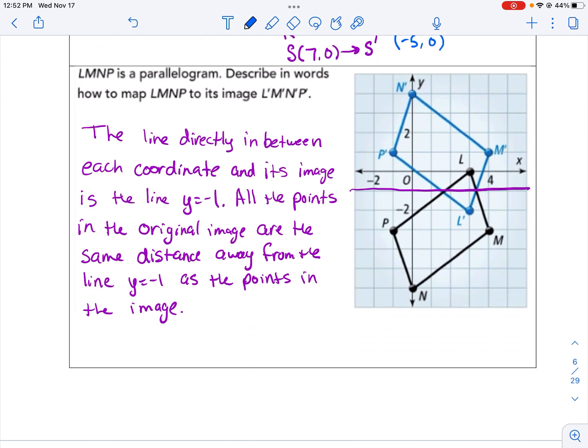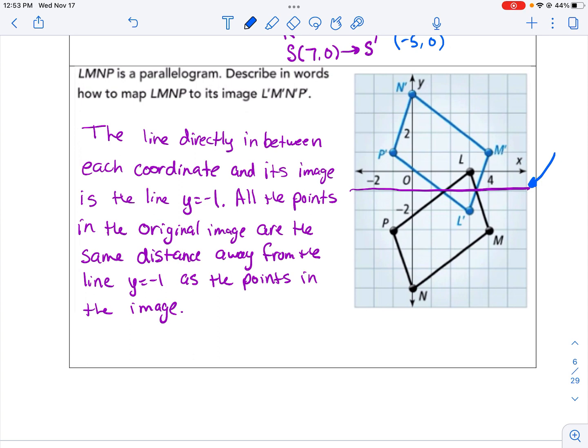So describe in words how to map our original shape to our image. The line directly between each coordinate and its image is the line y equals -1. You can see that in purple right here. That is the line y equals -1. All the points in the original image are the same distance away from the line y equals -1, our purple line, as the points in its image.